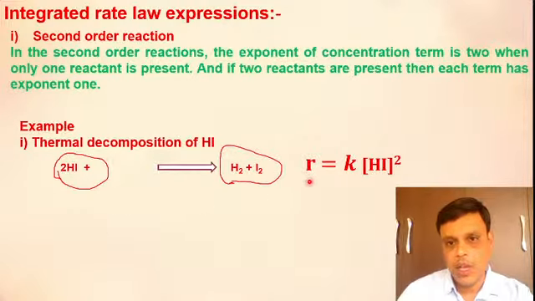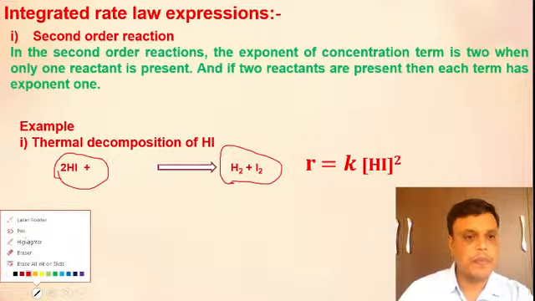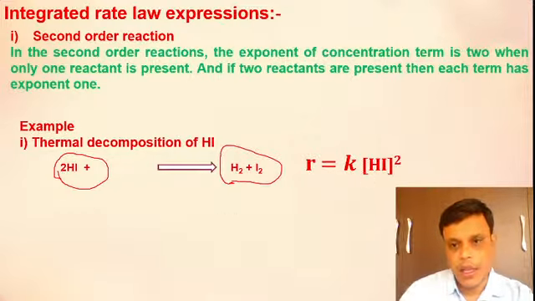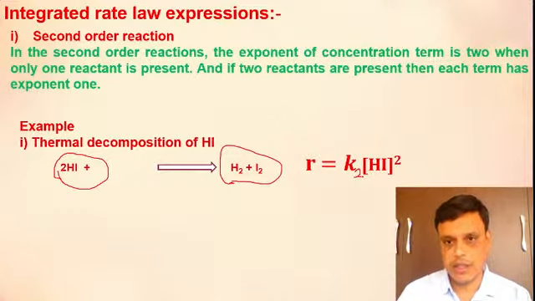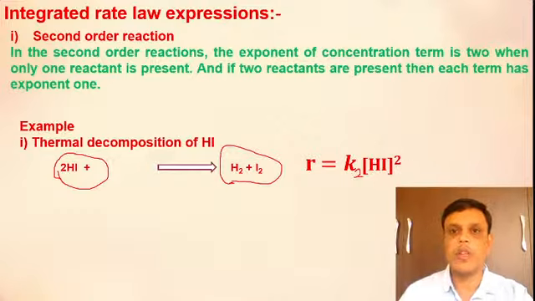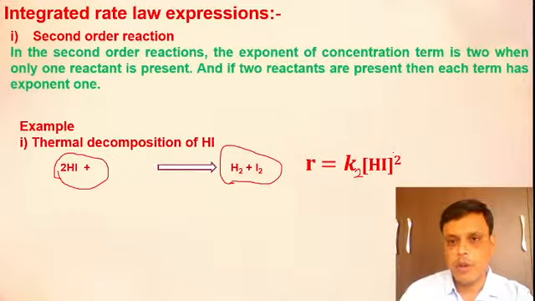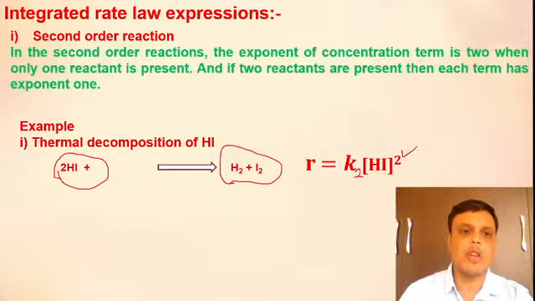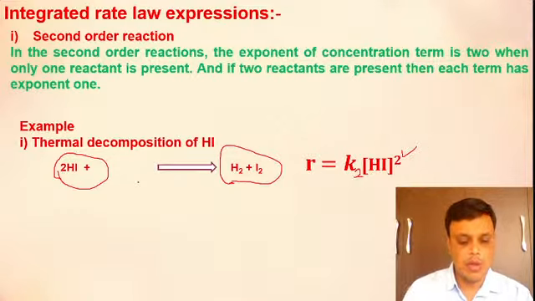So r is equal to k. Sorry, here k2 is there. Why k2? Because it is a second order reaction. So r is equal to k2 times the concentration of HI to the exponent 2. Here the exponent of the concentration term is 2 because only one reactant is present.